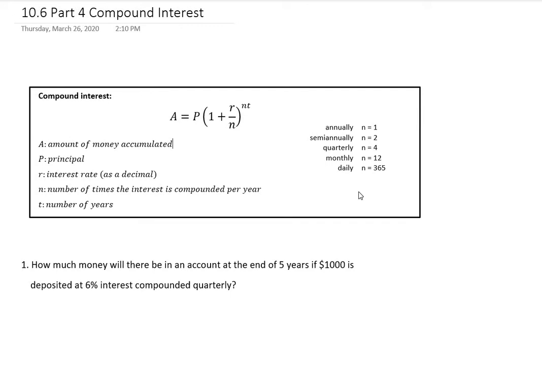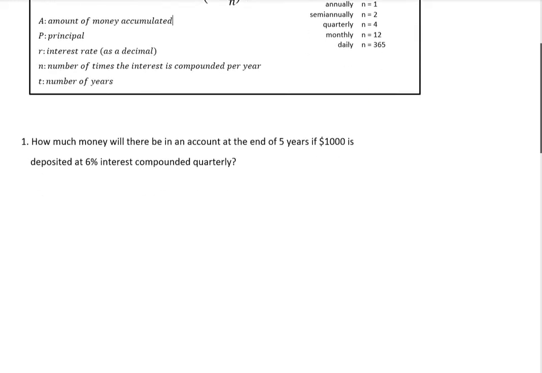One thing I want to point out about daily is that no matter how many years we're going to go out with our compound interest, 10 years, 20 years, we're always going to assume that there's 365 days in a year where it's going to ignore leap years.